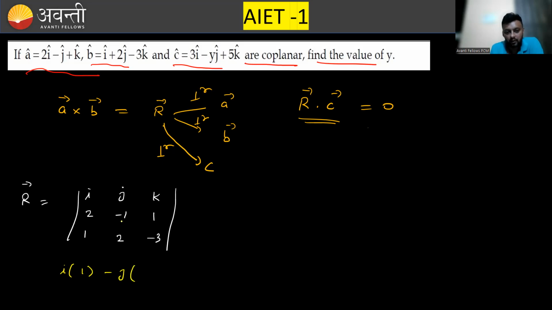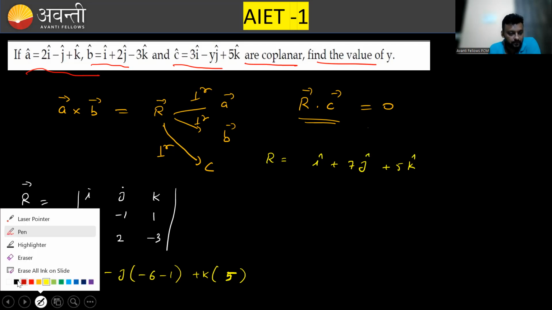I think everybody knows now how to calculate this A cross B. Minus 6 minus 1, and this is plus k. This will be 4 plus 1, 5. So ultimate R, if I say R is i plus 7j plus 5k. This is R. Clear?